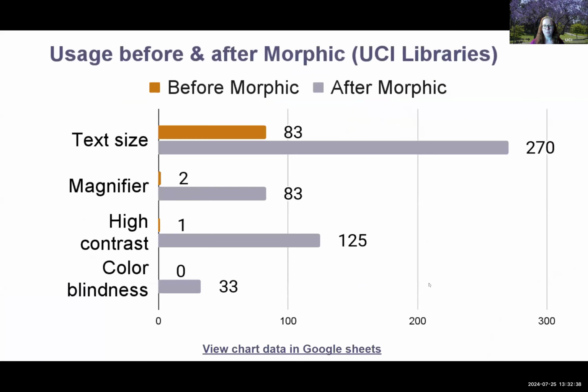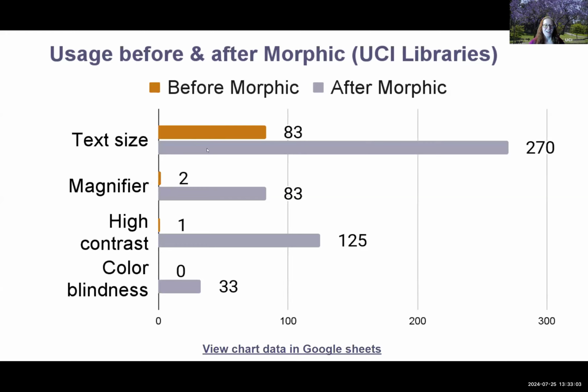So the UCI libraries have been piloting Morphic. And this bar chart shows the usage before and after we installed Morphic. So the orange blocks are before Morphic was installed. The lavender is after Morphic. And the text size tool saw 83 uses before we installed Morphic, and 270 uses after.